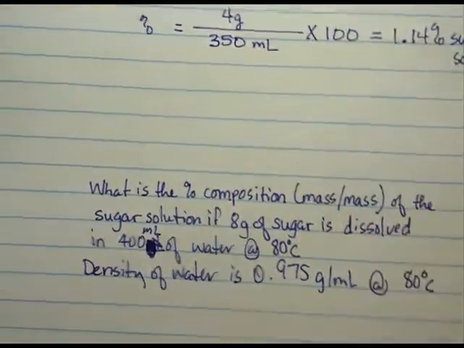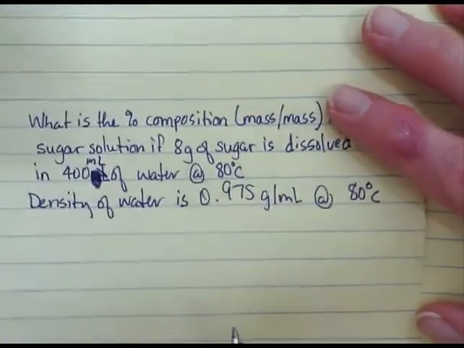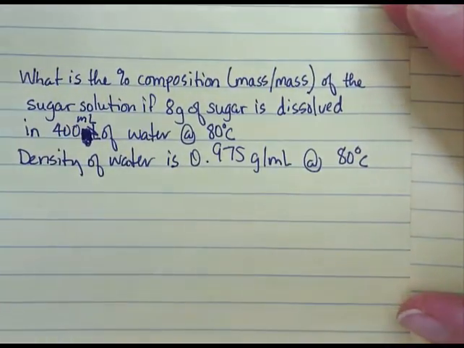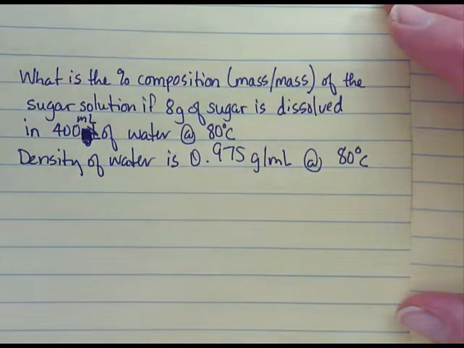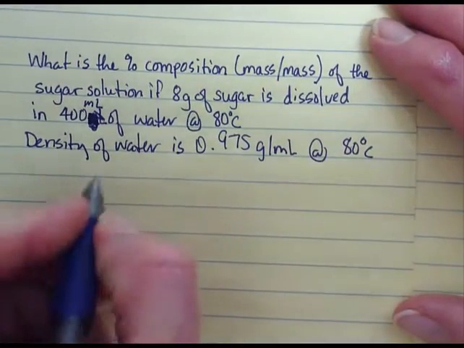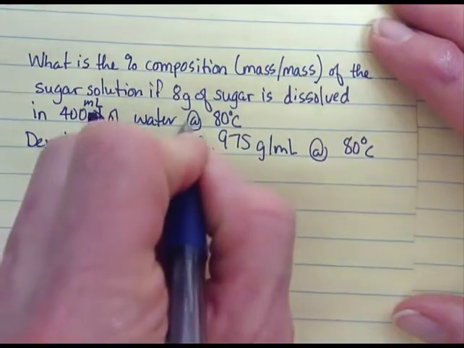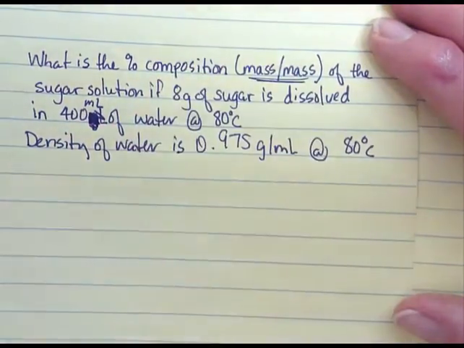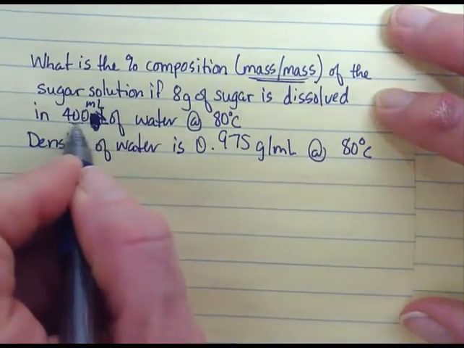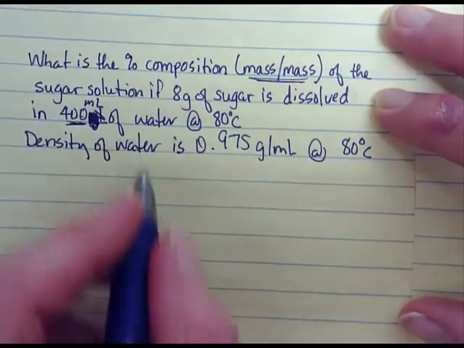So let's do another one. In this one, we want to know what is the composition, mass to mass, of a sugar solution if you have 8 grams of sugar dissolved in 400 mL of water at 80 degrees Celsius. We need to know the mass to mass, right? This is a little bit different than the last one. We still have volume given for our water.